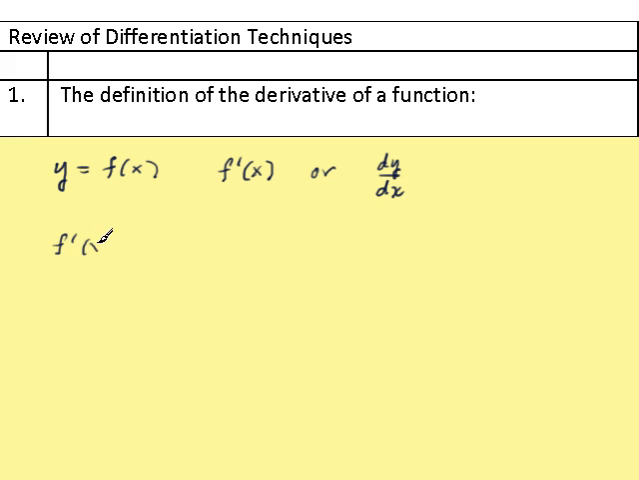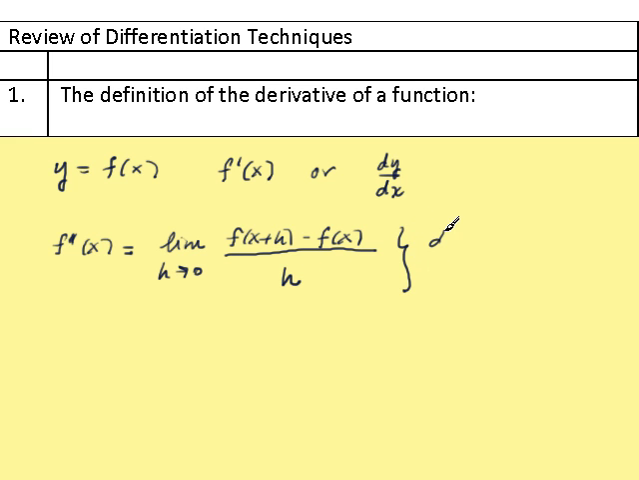Here's the definition of the derivative. We read this as the derivative of f of x, or sometimes we say f prime of x because of this little symbol here. This is the prime symbol. And here's the definition. F prime of x is the limit as h goes to 0 of f of x plus h minus f of x over h. All right, so this is the definition of the derivative.